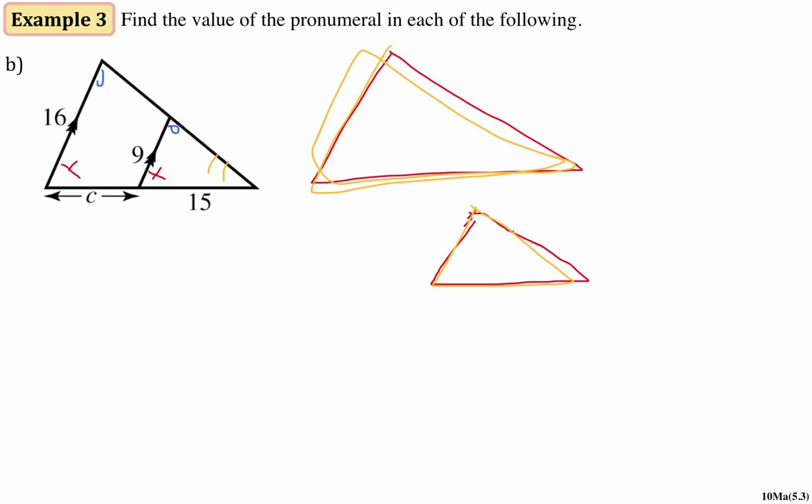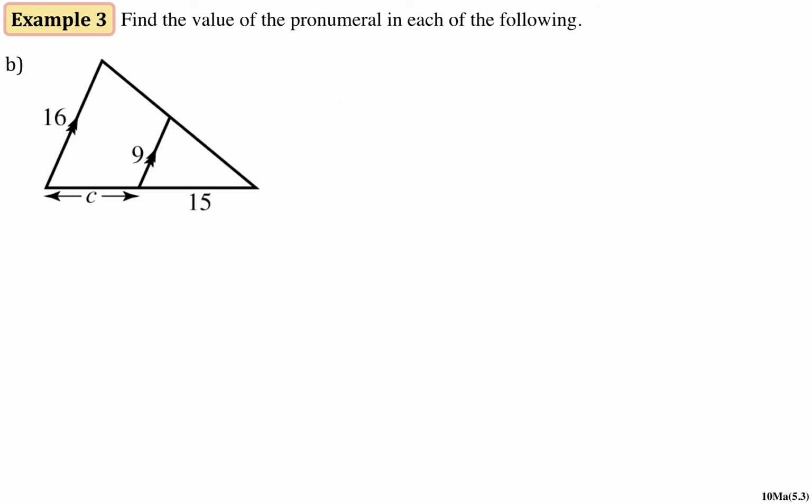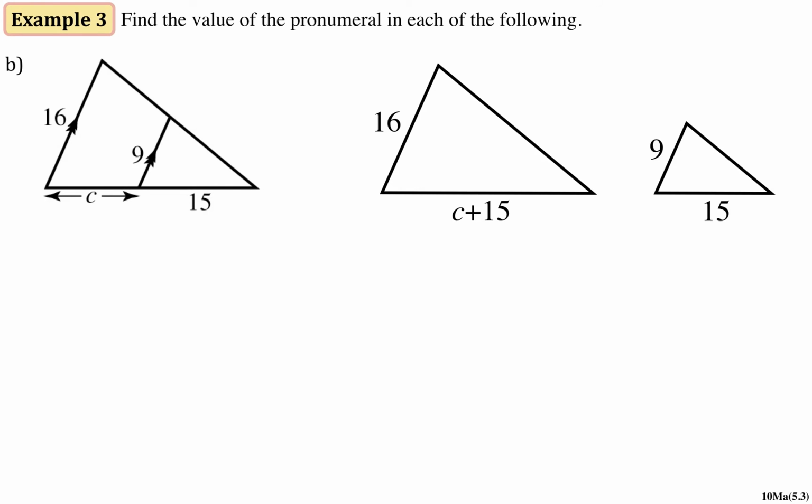The question again should have probably said, find the value of the pronumeral in each of the following where the triangles are similar, because I'm not wanting to do a test for similarity here. I'm wanting to find a side length. Now, I'm actually going to redraw both of the triangles. So you can see I've got the small triangle and the big triangle. There's my small triangle, 9 and 15. The big triangle has 16, and that's C, and that's 15, so C plus 15 is the length across the bottom.